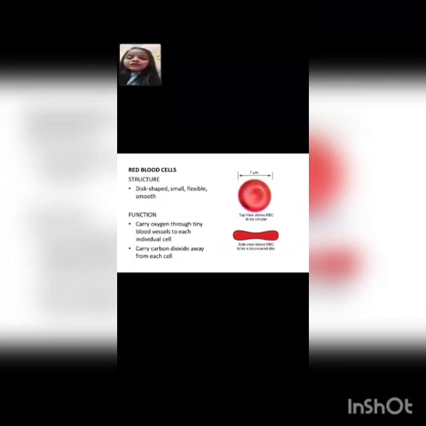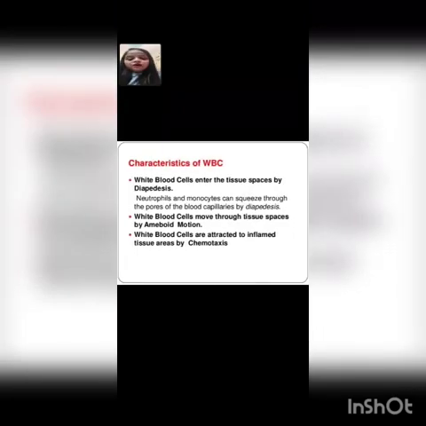You can clearly look at the figure of the red blood cells. Its structure is disc-shaped, small, flexible and smooth. So its functions are to carry the oxygen through tiny blood vessels to each individual cell and to carry carbon dioxide away from each cell. Okay. Now our next component is the white blood cells.